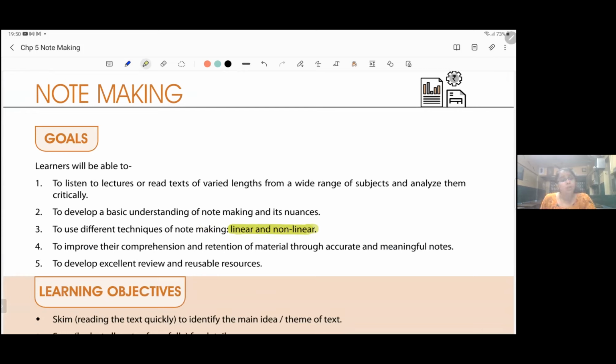From this you will learn to improve the comprehension and retention of material through accurate and meaningful notes. When you read that particular passage, you will get a grip on the paragraph. So when you solve comprehension, it will be very easy for you all to solve it and understand it properly. Clear?